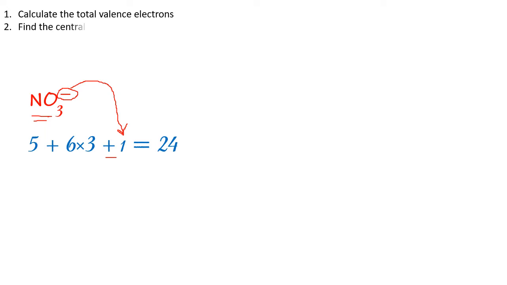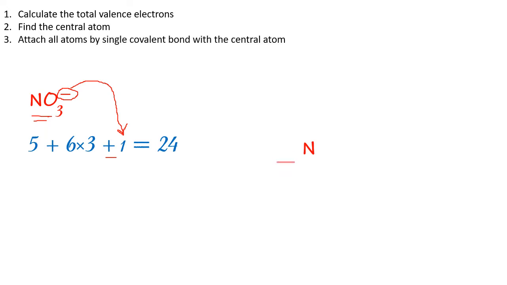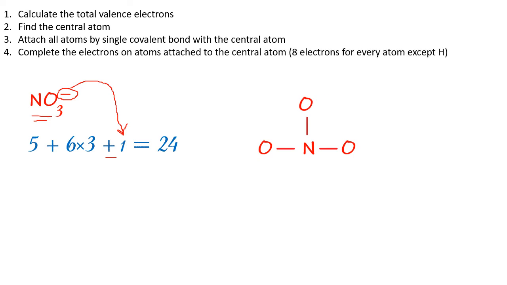Now second step, find the central atom. So nitrogen will be the central atom. Attach all atoms with a single covalent bond. Step number 4, complete electrons on all atoms. So 1, 2, 3, 4, 5, 6, 7, 8, and the same for each oxygen, because two electrons are already present in the single covalent bond.